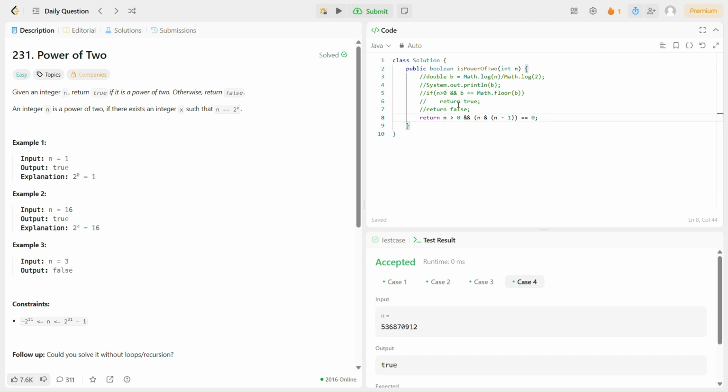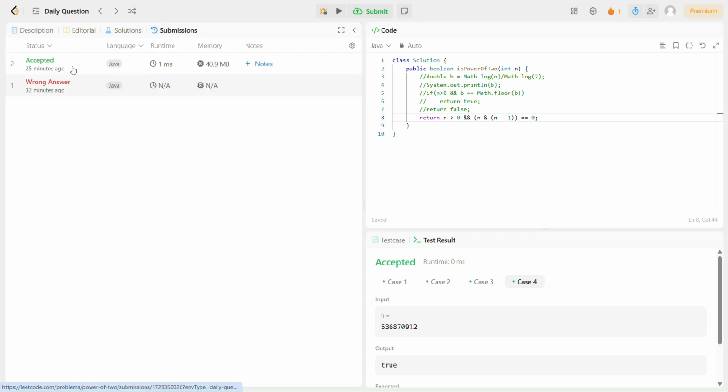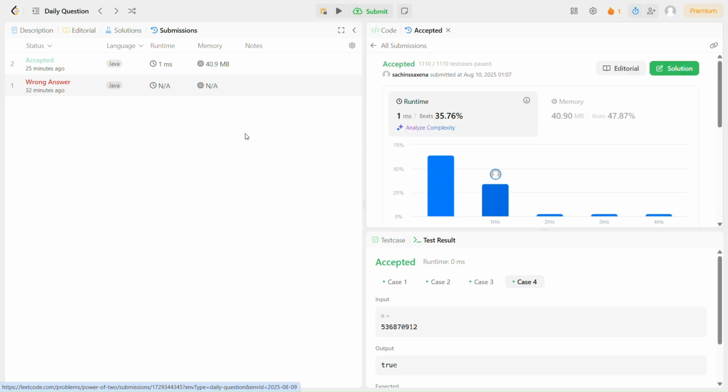And this solution is also efficient as this is a bitwise operation. So if I submit this one, it is one of the fastest solutions.